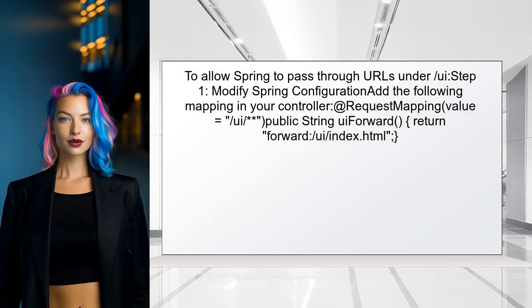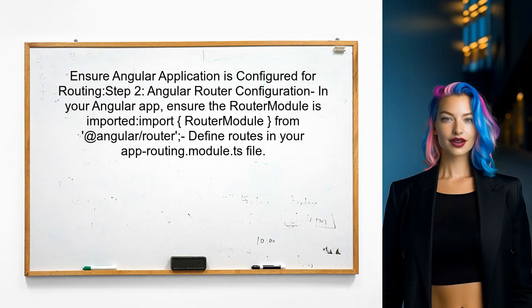To allow Spring to pass through the URLs under the /UI path, the user needs to modify their Spring configuration. This involves adding a new request mapping that will handle all requests to /UI and its subpaths. Next, the user should ensure that the Angular application is properly configured to handle routing. This means that the Angular router should be set up to manage the paths under /UI.